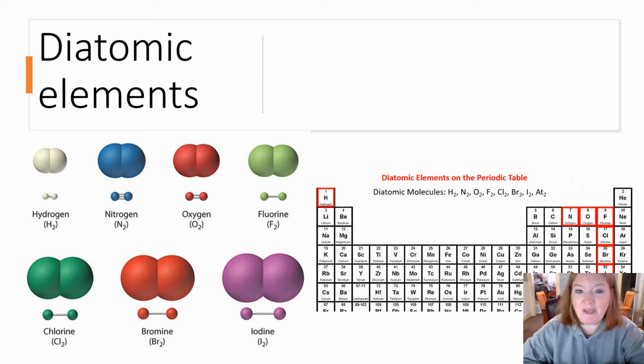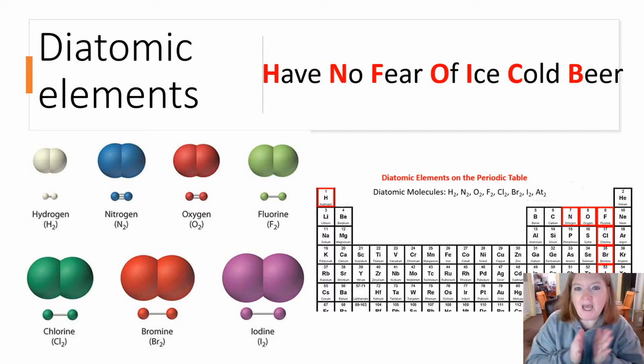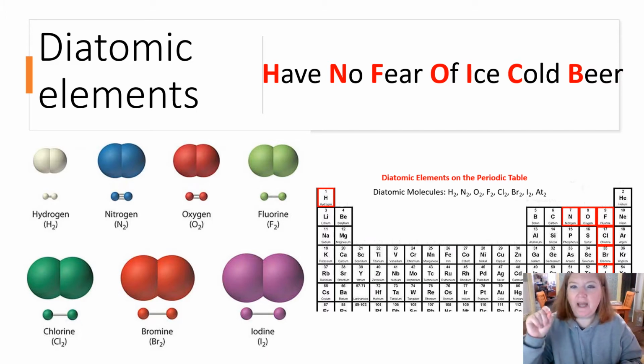But for the diatomic elements, I have one. Since it's hydrogen, nitrogen, oxygen, fluorine, chlorine, bromine, iodine: Have no fear of ice cold beer. Have, H, hydrogen; no, N, nitrogen; fear, F, fluorine; of, O, oxygen; ice, I, iodine; cold, C, chlorine; and beer, B, bromine. So have no fear of ice cold beer. There you go.